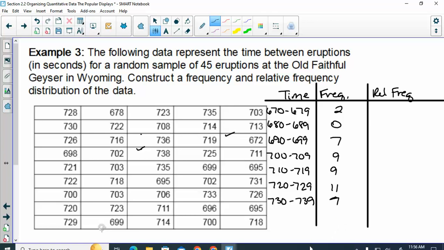Alright, relative frequencies. How do I get those? So 2 over 45, 0 over 45.